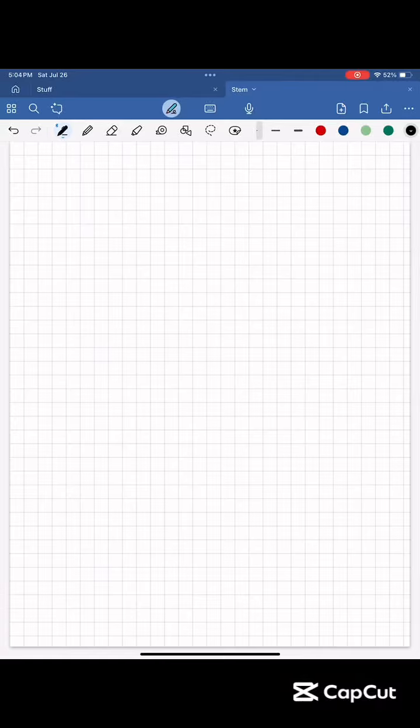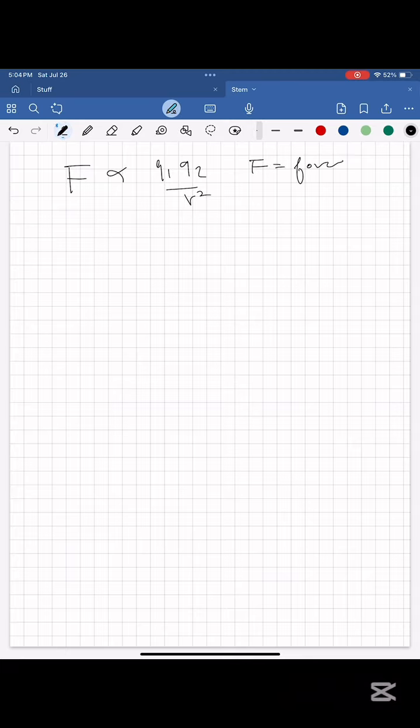Okay. In yesterday's lithium video, I briefly mentioned Coulomb's law and the effect that structure has on reactivity. So I thought, wouldn't it be pretty cool to elaborate on that? Alright, so here we go. Coulomb's law is F = Q1 Q2 over R squared. F is force, Q is charge, and R is the distance between the charges.